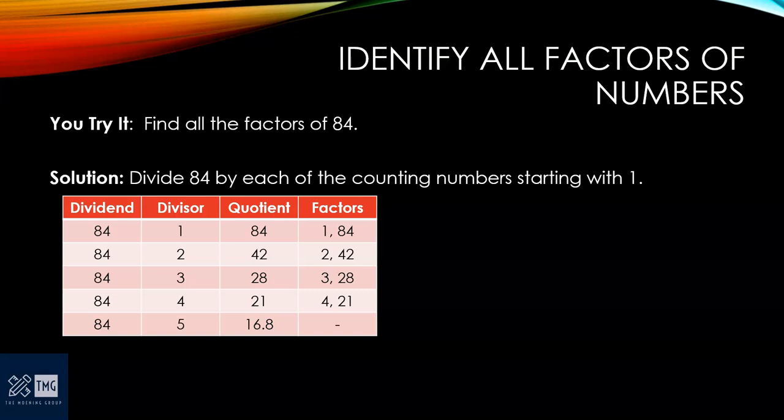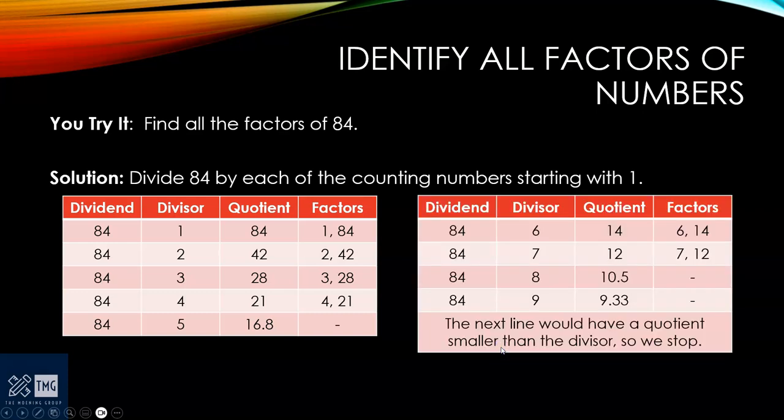When we divide by 5, we get a decimal answer, not a factor. 6 and 7, again, result in counting number quotients, so those are factors. 8 and 9 give us decimal approximations. Now, when I look at that last line, 84 divided by 9 is 9.33. If I would divide 84 by 10, the next quotient will be smaller. So I don't need to continue. I have gone as far as I can go with what I need to check.